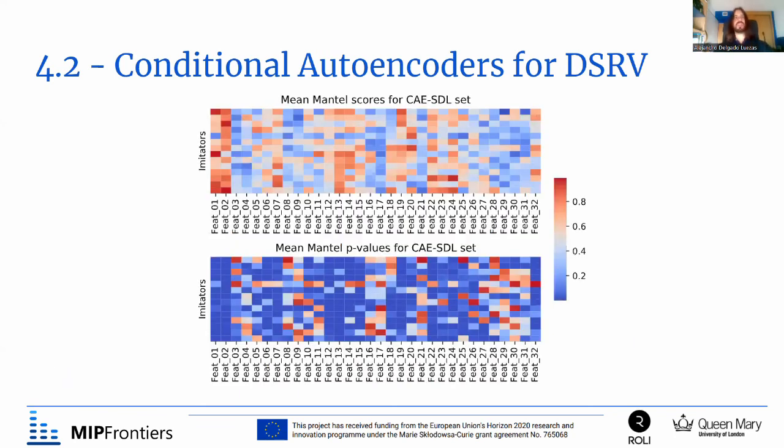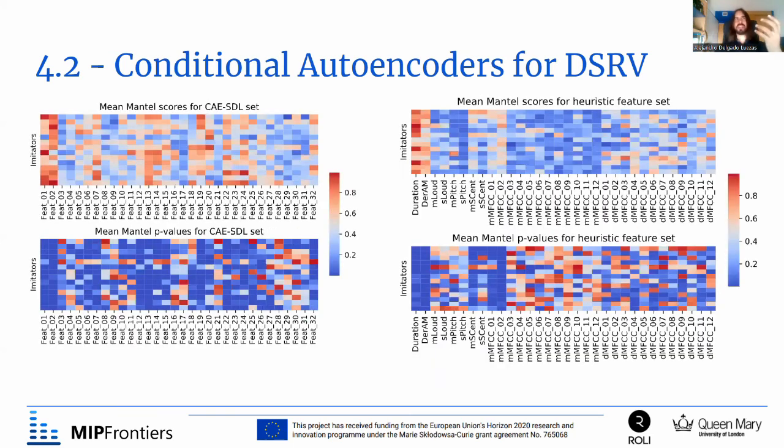Lastly, we got the same plot as we did for the heuristic features, but now with the learned features from this autoencoder conditioned on sound labels and drum labels. And these features don't have an immediate acoustic interpretation. They are hard to interpret, but in general, we can say that they display high Mantel scores and also low p-values, and as we saw with the heuristic plot, we can compare them here.